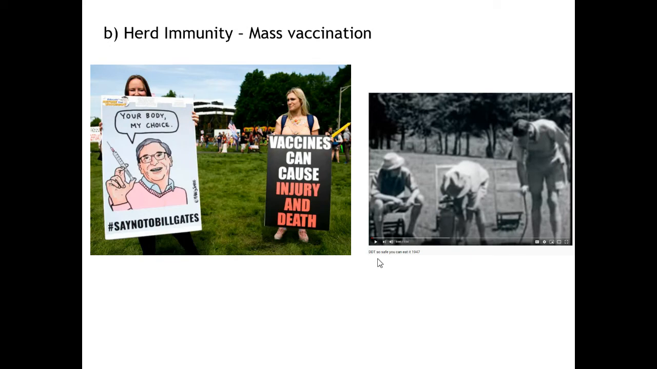So, herd immunity, we've looked at. Mass vaccination programs are a big issue within herd immunity. So in some populations, it's not possible to give the vaccine to a large proportion of the population. This can be to do with poverty or a lack of trust.